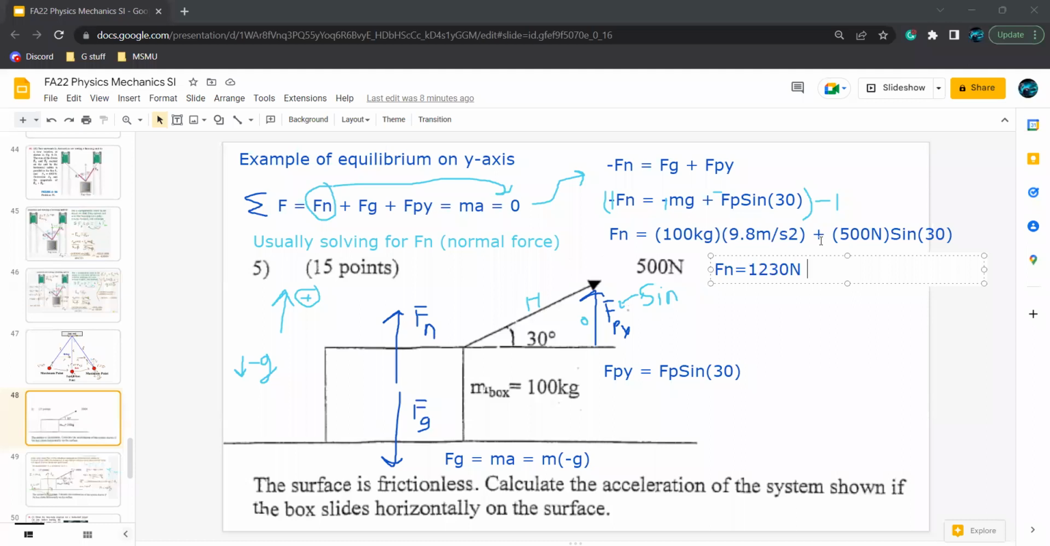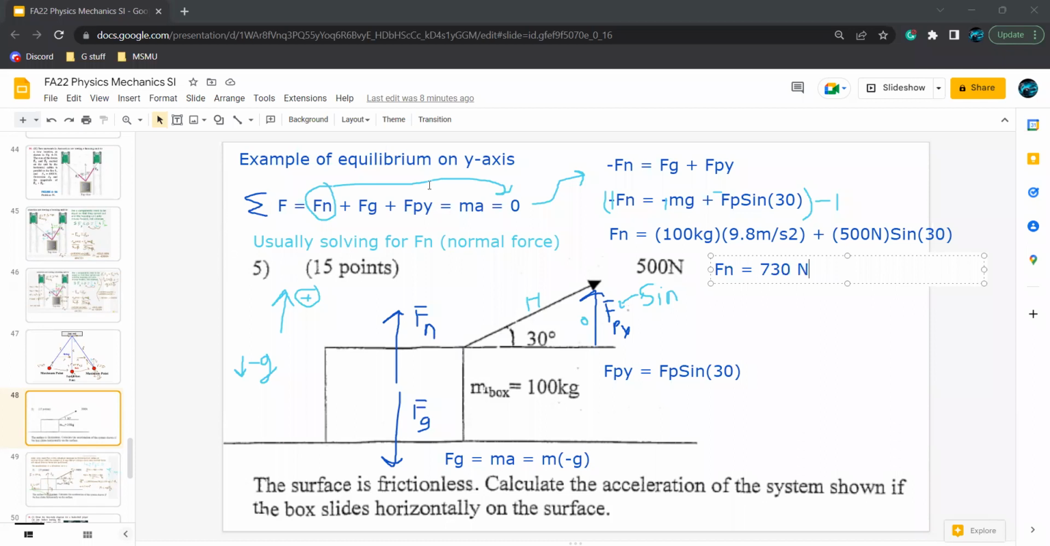Always double check your negative. The reason what tipped me off is this is really big. This is bigger than force of gravity, right? And seeing as force of gravity is the only negative force, you wouldn't expect force normal to be bigger than gravity or bigger than everything that's going the opposite direction. So that's what tipped me off that was wrong. So it's actually 7,300.